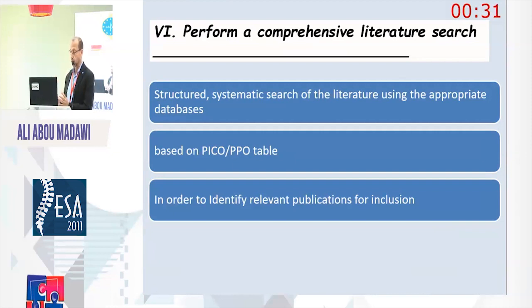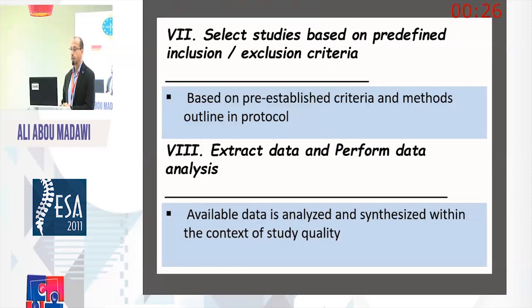And then, based on the established criteria and the methods you outlined in the protocol, you select your study, based on the inclusion and exclusion criteria, and also based on the keywords that you settled. And then you go to extract the data and perform the analysis. This is the final step, or pre-final step still. So you have to extract your data starting from titles, abstracts, and then manuscripts, and then you perform your analysis after that. Then you assess the level of evidence.